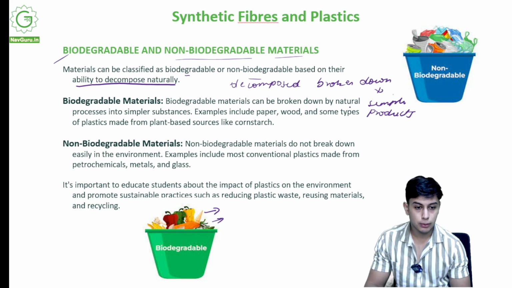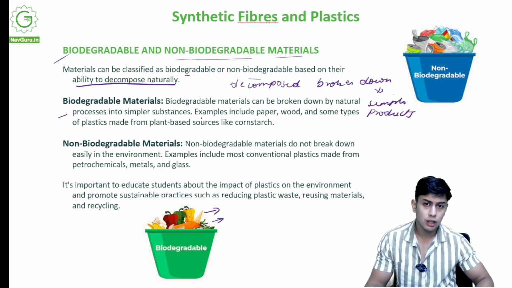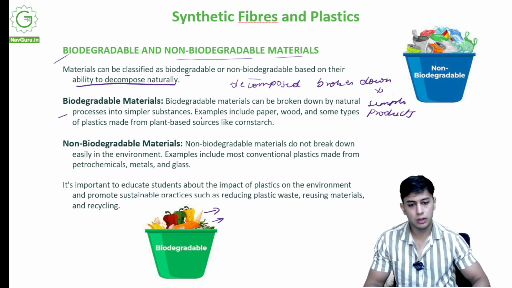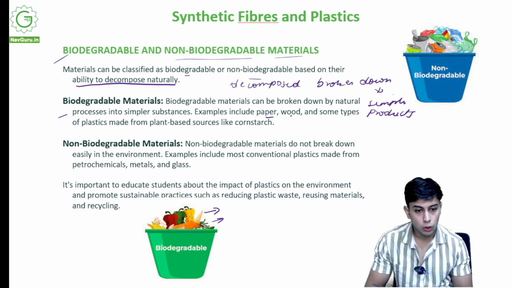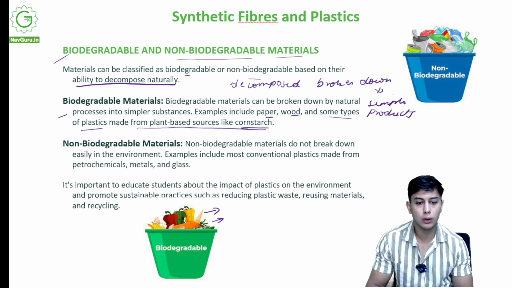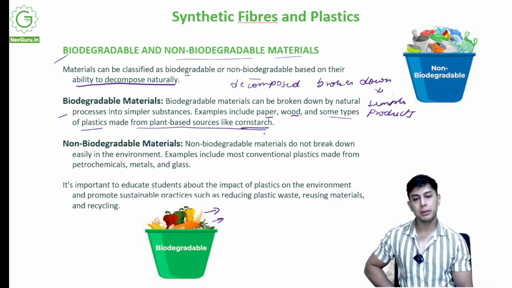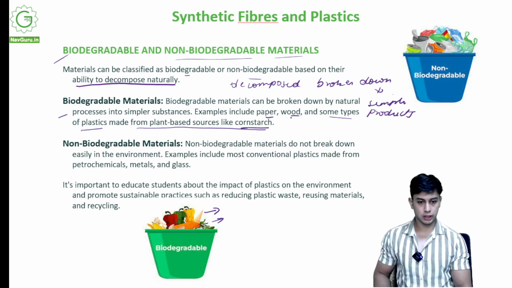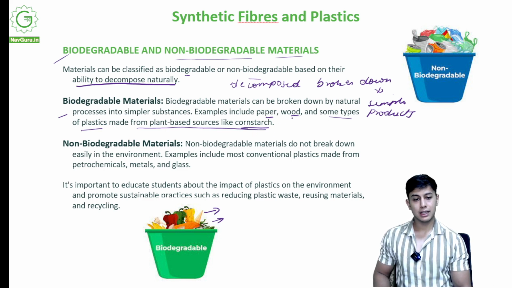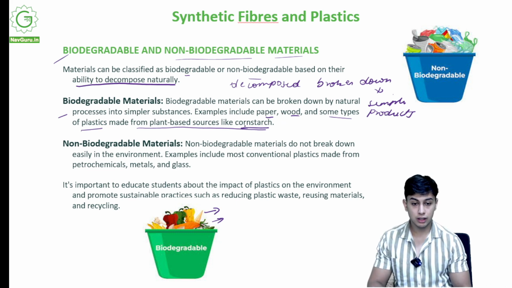Biodegradable materials can be broken down by natural processes into simpler substances. What do I mean by simpler substance? So that all the little organisms can eat it: bacteria, ants, insects, earthworms and all. Examples include paper, wood and some types of plastics made from plant-based sources like cornstarch. So not all plastics are made in labs. Some plastics are made from cellulose or cornstarch, and these also can be broken down.